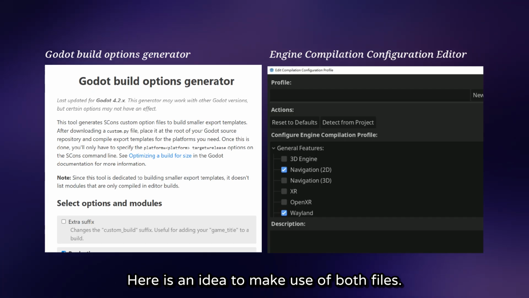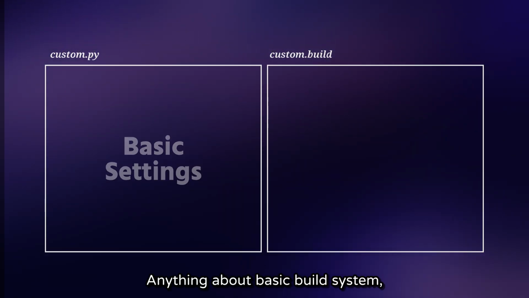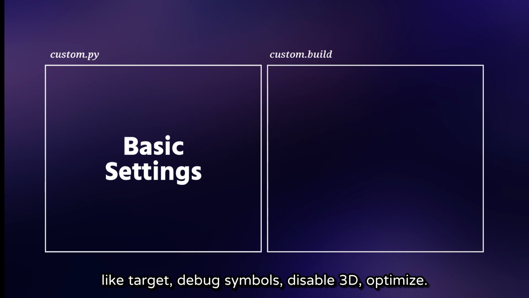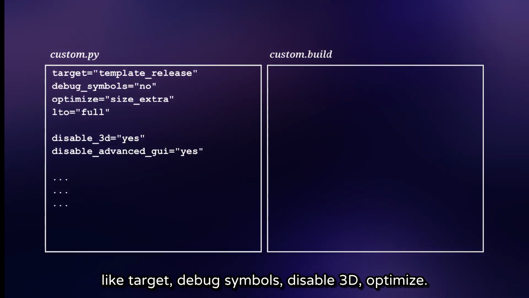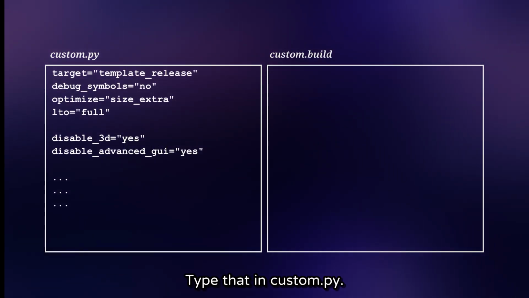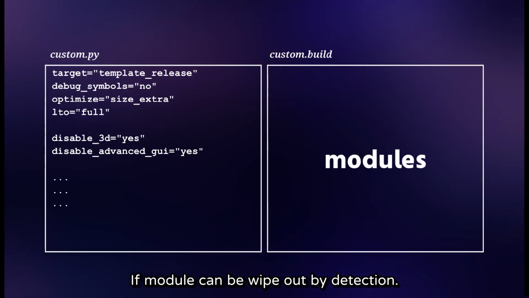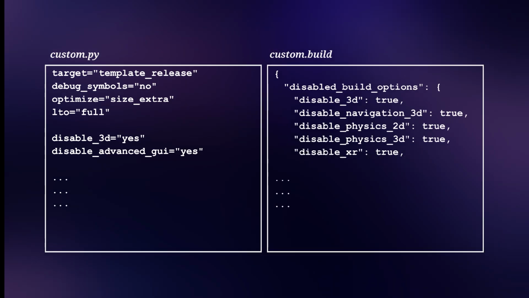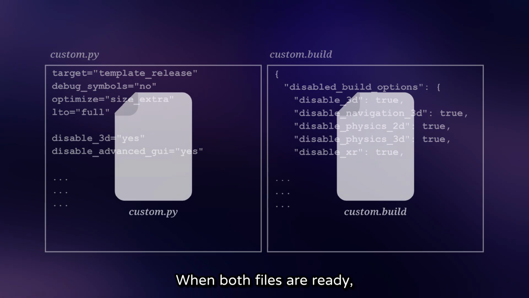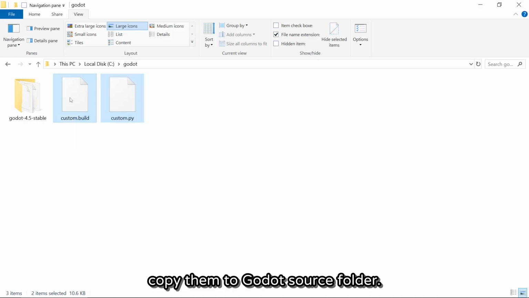Here is an idea to make use of both files. Anything about the basic build system, like target, debug symbols, disable 3D, optimize, type that in custom.py. If a module can be wiped out by detection, let the editor do it. When both files are ready, copy them to the Godot source folder.